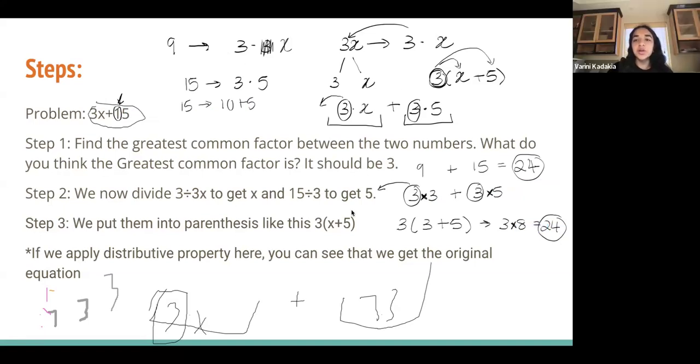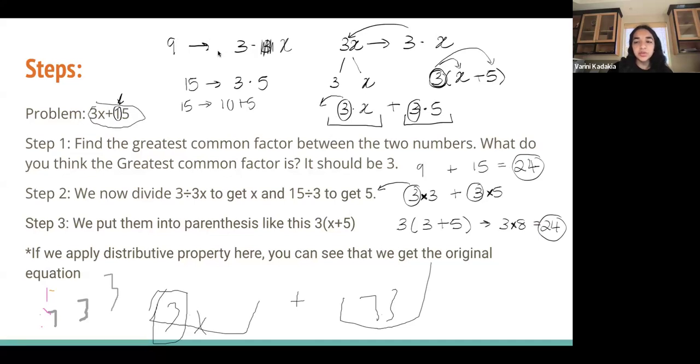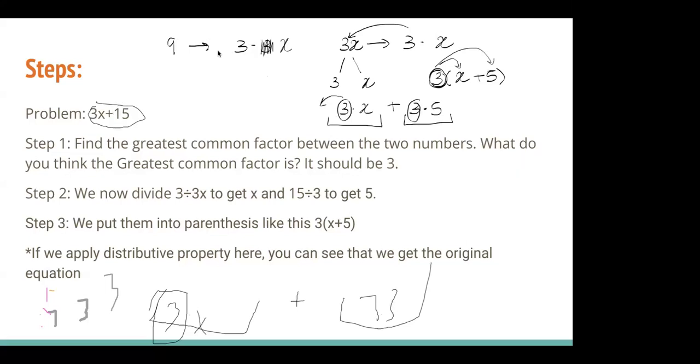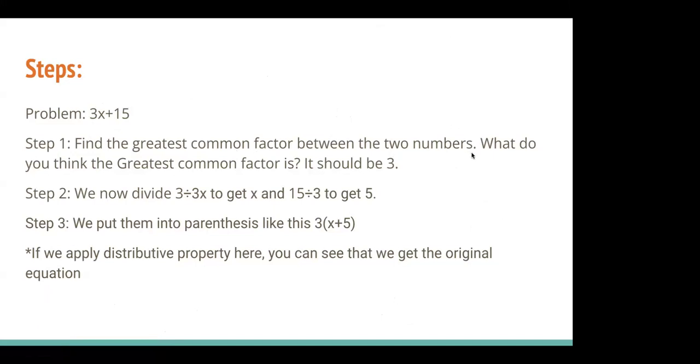So basically when you look at these types of problems, you want to see how many common factors there are. As you can see, step 1 says find the greatest common factor between the two numbers. Madam, please, could I explain it to her, this one?